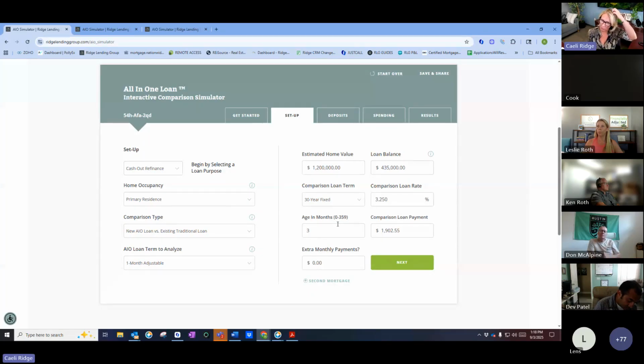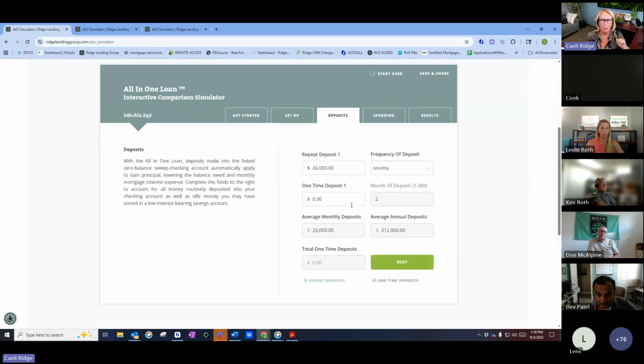So their home was valued at 1.2 million. At the time, they owed 435,000. They got a 30-year fixed mortgage at 3.25. They just had it for a few months. This is their principal and interest payment at the time, given these variables: 3.25, 435,000. It was this old. That was principal and interest.